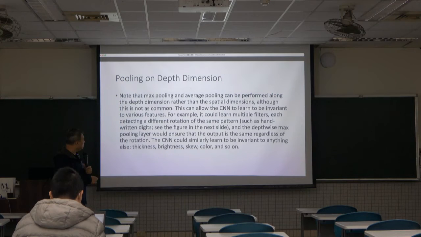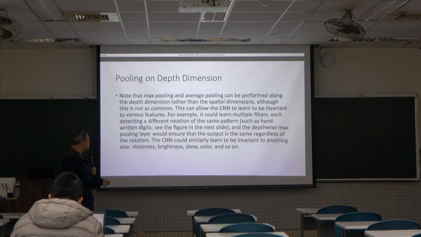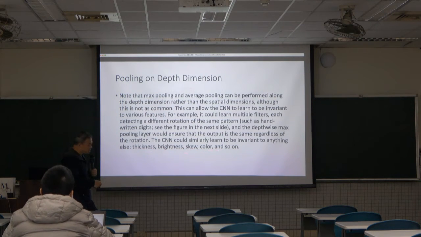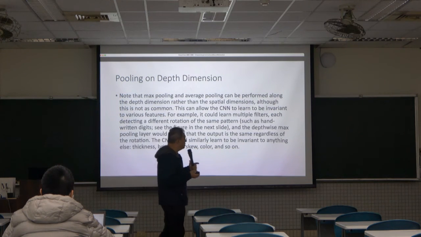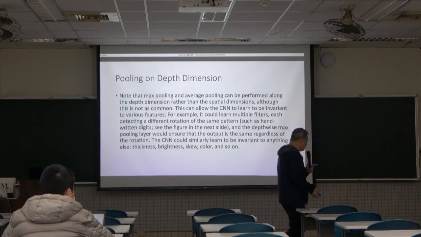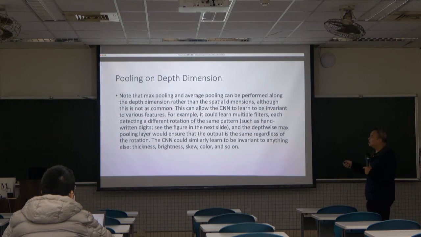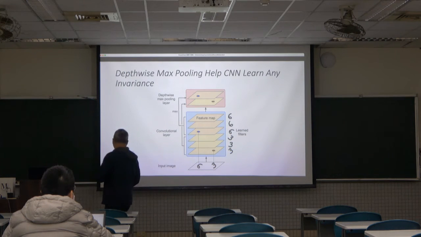So not only can you use it to create rotational invariance, you can also use it to create invariance to anything else, such as thickness, brightness, skew, color, because they will be considered as different feature maps. So in order to create invariance over different features, we can pool over the depth dimension.